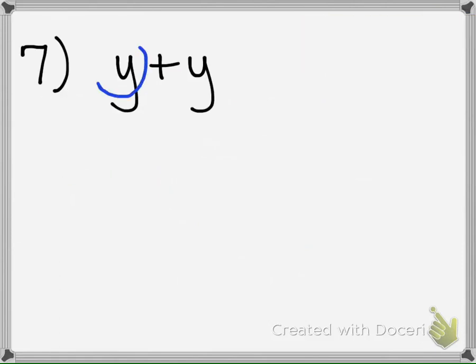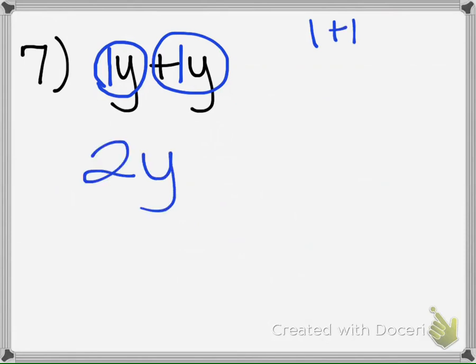Okay, here we have y plus y, and we could put those together because they both have y's. And remember the coefficient, the number in front here, if there's nothing there, it's always a 1. So we're going to solve 1 plus 1 is 2, and then we have the y come along, so we get 2y.